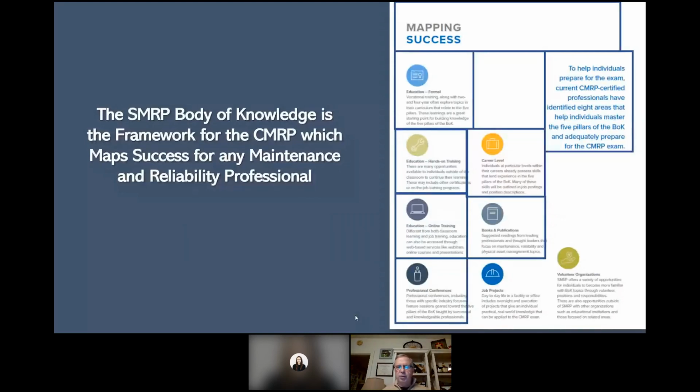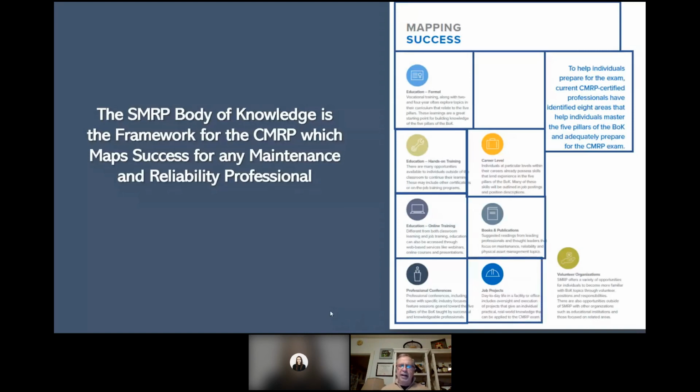Professional conferences. Going to professional conferences is part of mapping your success, no matter which one you go to. I like going to the SMRP conferences because there are a lot of great programs in there. And one of the things you'll find when you go there is that just about everybody is a practitioner in one way or another, and most people there are CMRPs.